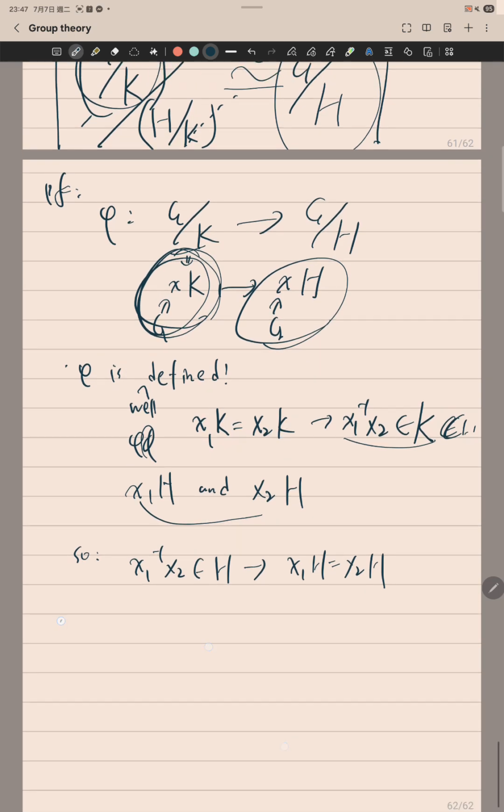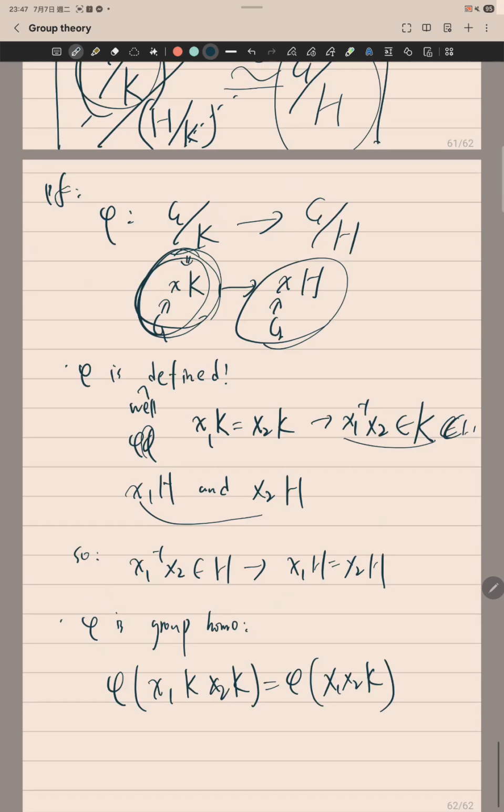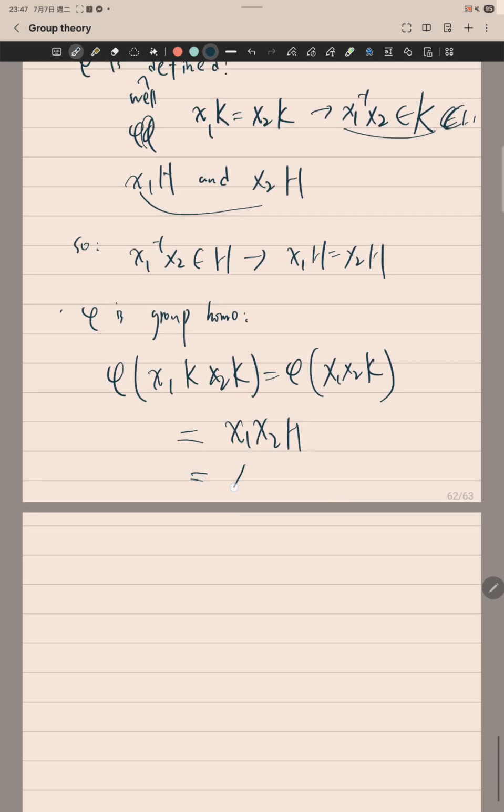So it's well defined: if the left hand side has the same representative, then the right hand side will be the same. Now we need to prove that phi is a group homomorphism. Very simple, you just take x1K and x2K. It becomes phi of x1x2K. By the construction, we map it to x1x2H, which is written x1H x2H, so it's phi of x1 times phi of x2. This is somewhat tautological, so the proof is trivial.